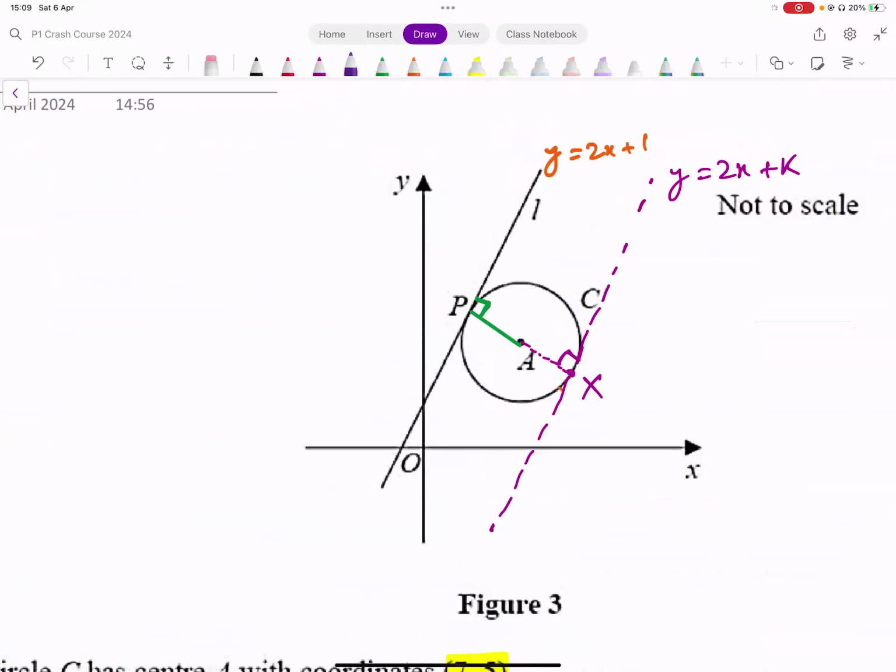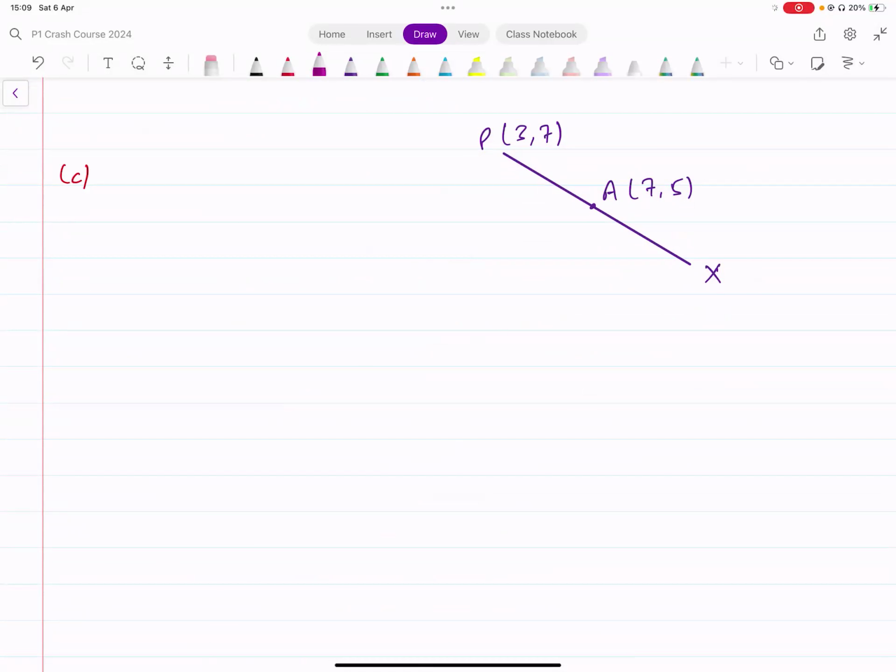Given that we know that point A is the midpoint of PX, we could use the midpoint formula if we wanted. That's one idea. You could call the coordinates of point X, X and Y, find the midpoint of PX and say that that's supposed to be equal to 7 and 5. We'll get two equations and we'll find the values of X and Y. Or a quicker way to do this would be the vector method that we did in coordinate geometry earlier.